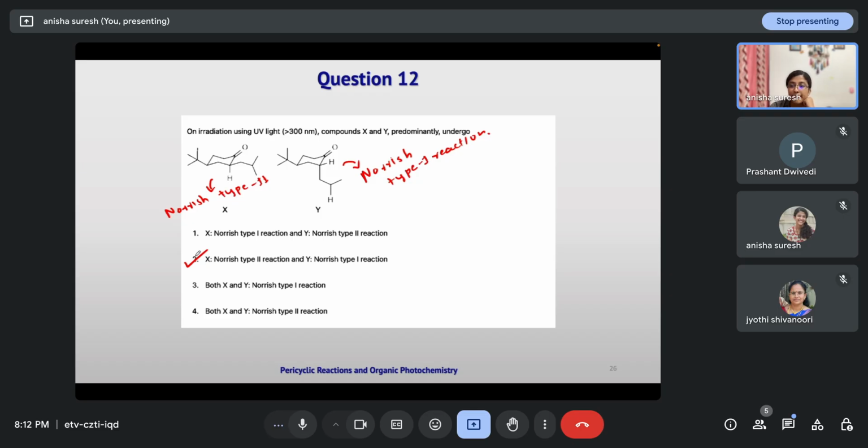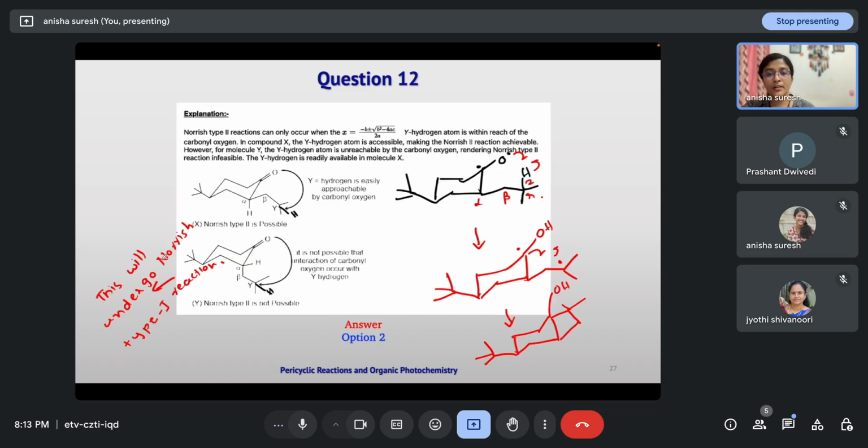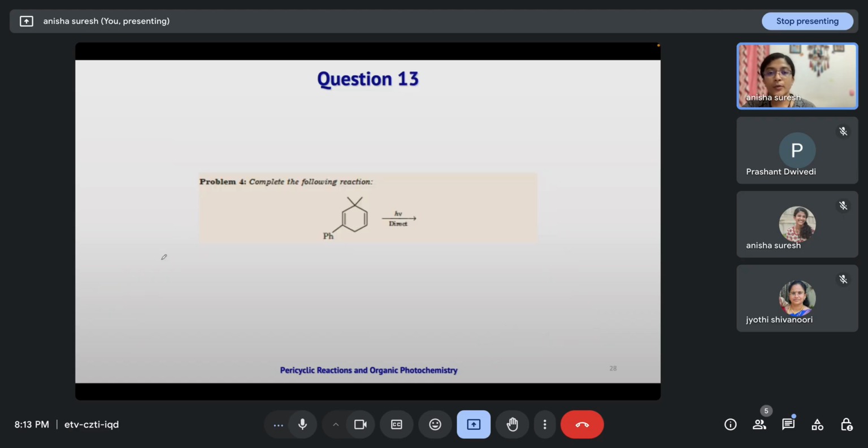Is it clear? Any doubts? So option 2 is the right answer. Now coming to question number 13. Complete the following reaction.